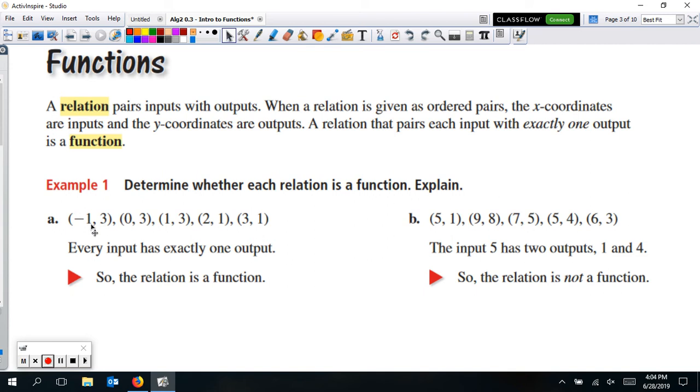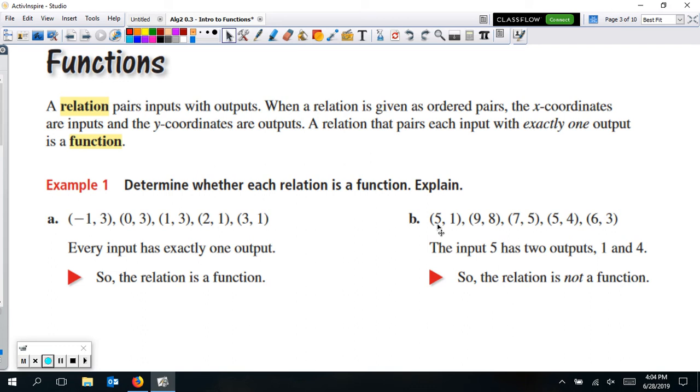Now that output could be the same output. As you can see here, the first 3 all have the same output, but they're all different inputs. So basically what you want to realize here when you're looking at ordered pairs is that all the inputs have to be different. All the x coordinates have to be a different number. If any of the x coordinates are the same number, then that would not be a function.